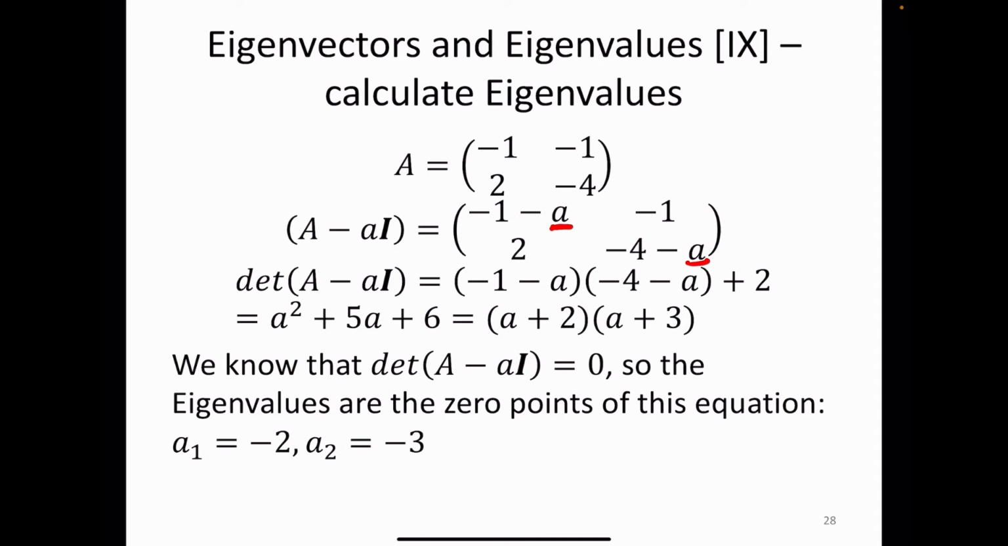So −1 in that case times 2, but since we have −1 already here, we have a sign change, resulting in +2. If we multiply that out, what we get is a² + 5a + 6, which can then be simplified into (a + 2)(a + 3). As we know that the determinant of A − aI equals 0, the eigenvalues are the zero points of this equation. So in that case, the first eigenvalue a₁ is given by −2, and the second eigenvalue, a₂, is given by −3.